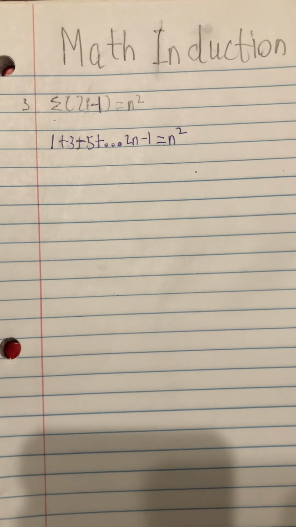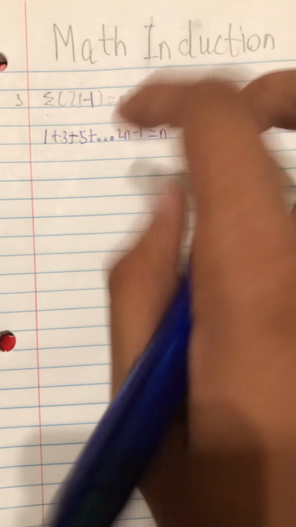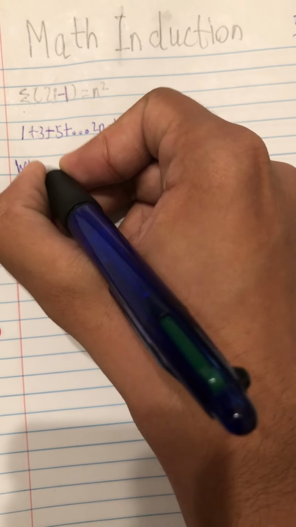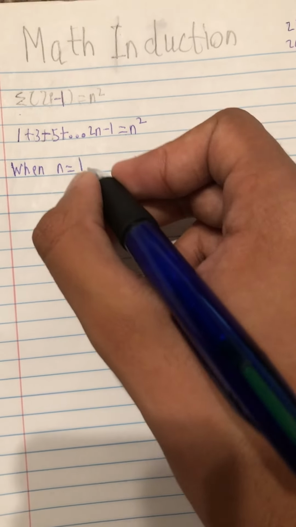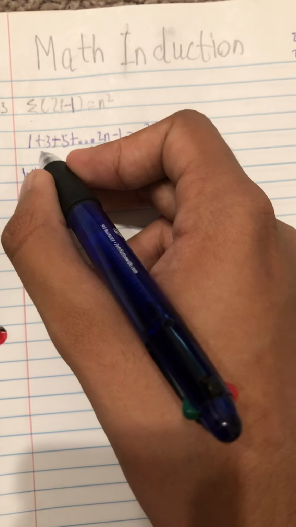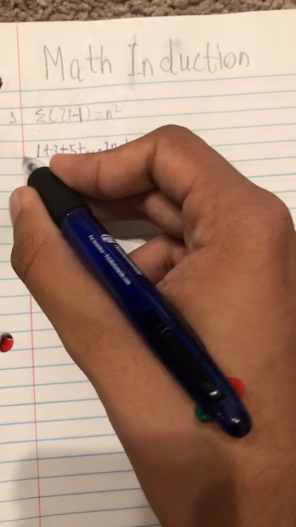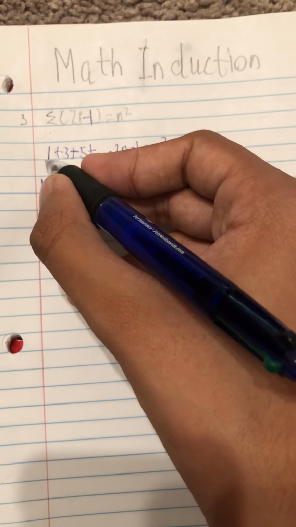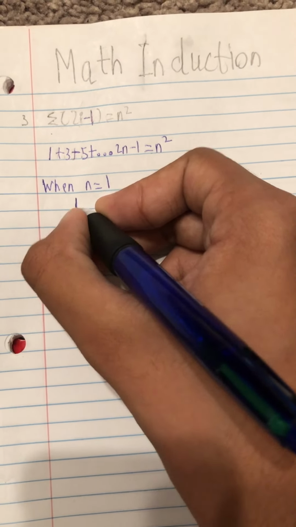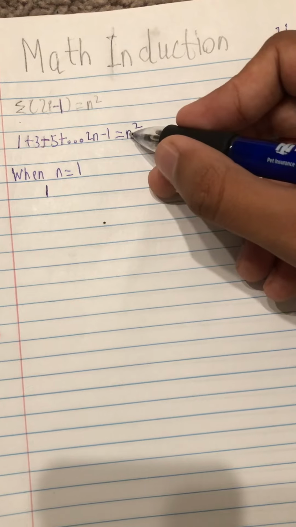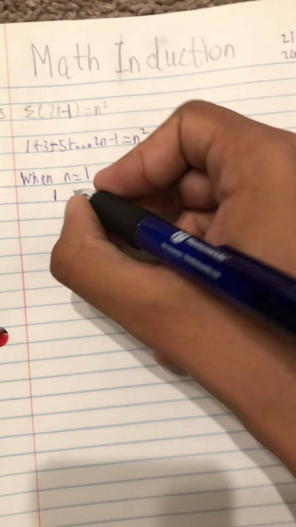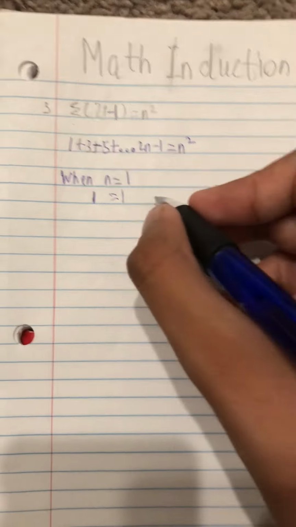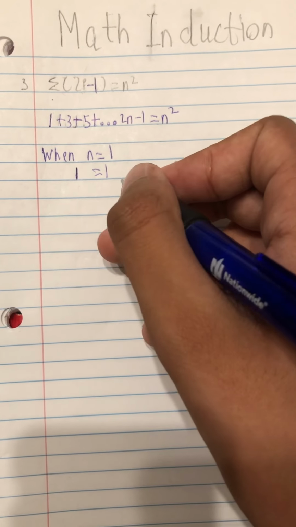Next step, you want to set n equal to 1 to test if both sides are correct. So you want to test the first side. What is the first term? When you plug in 1 into this, you get 1. So the first term on the left side is 1. And when you plug in 1 for n over here, n squared, or 1 squared, is 1. So this step is correct. If this step is wrong in one of your math inductions, it is automatically incorrect.